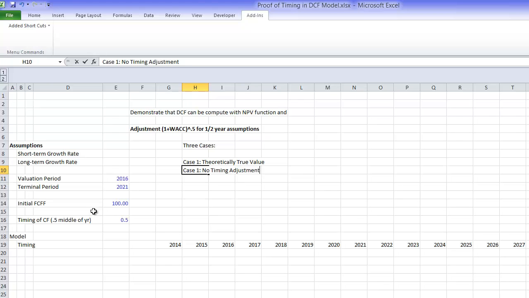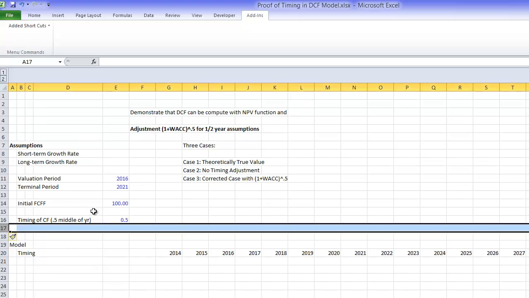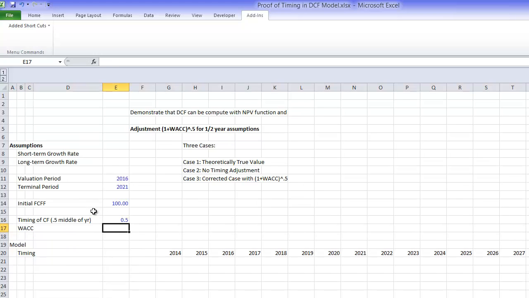And that's case 2. And case 3 will be the corrected case with 1 plus WACC raised to the 0.5 power. Okay, we're going to demonstrate that case 3 is the correct case. Of course, I forgot to put the WACC here. And how about 10%?